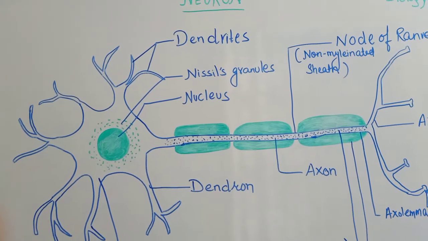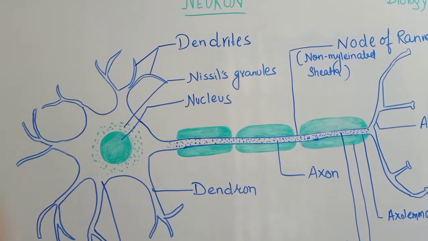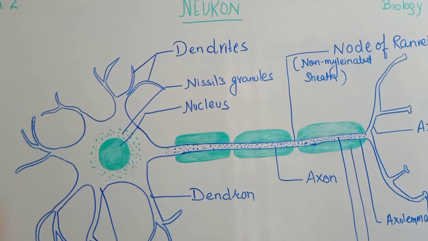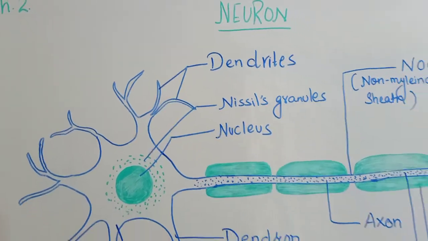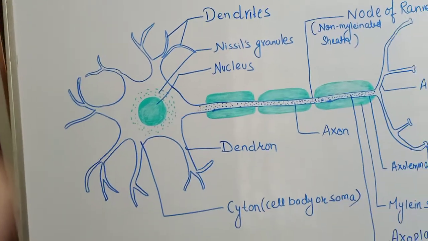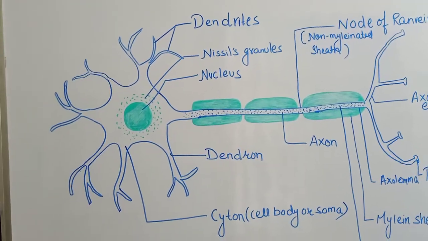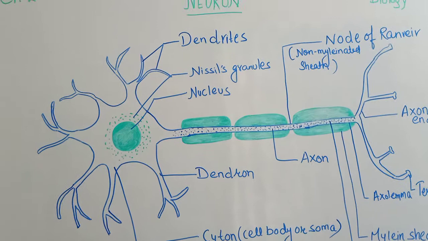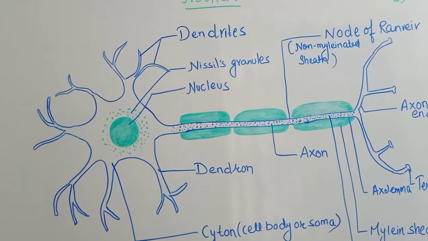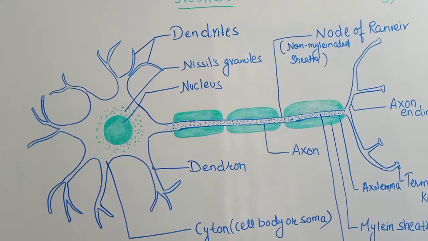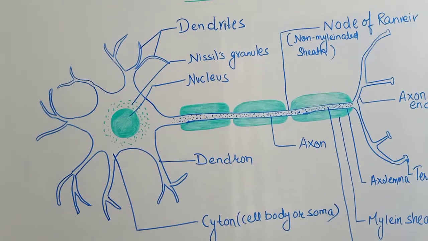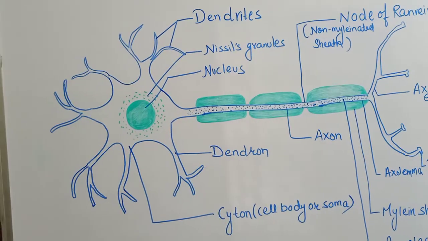The entire nervous system is mainly made up of a type of cells which are known as nerve cells, or also known as neurons. So neurons are the morphological and physiological units of the nervous system, because they are providing structure as well as function to the nervous system. So let's discuss.